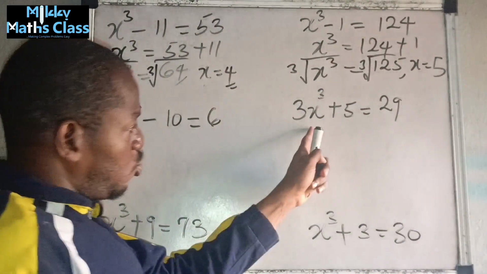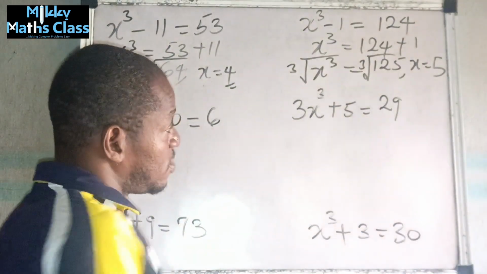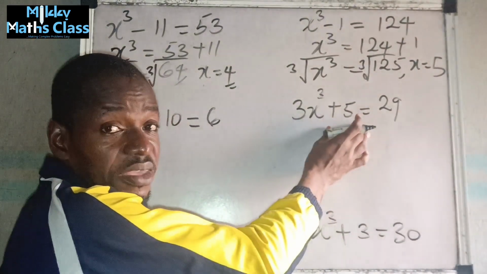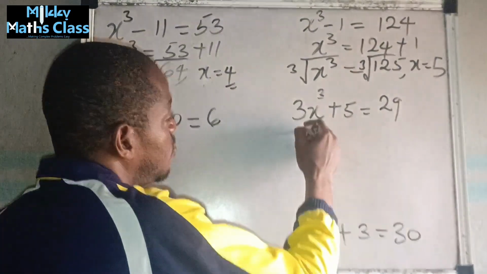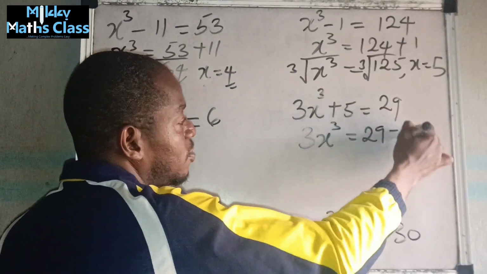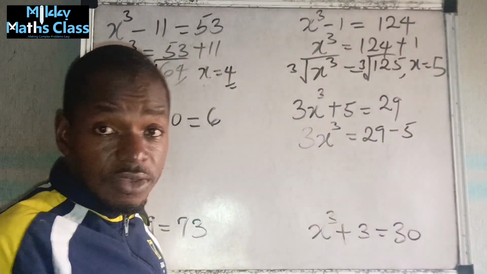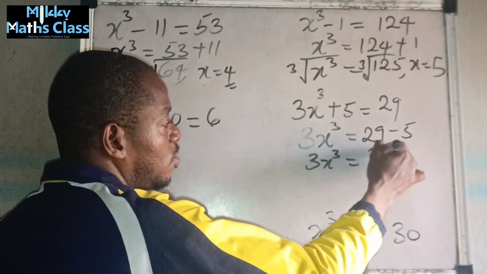Now, let's look at this one. This is 3x cubed plus 5 equals 29. Take away 5 from here, because this is positive 5. To remove it, you introduce negative 5. So this becomes 3x cubed equals 29 minus 5. 29 minus 5 is 24. So you have 3x cubed is equals to 24.